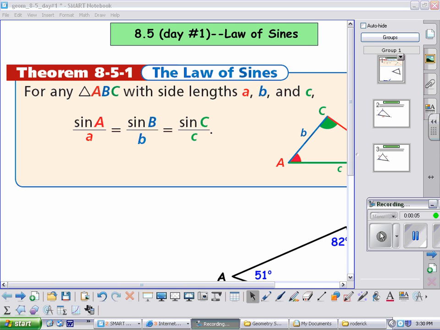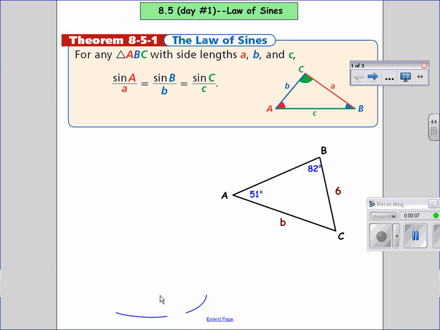Today we're going to talk about law of sines. Okay, we've been going through lots of ways of solving angles and solving sides when you have right triangles, but we haven't given you any tools if you have non-right triangles. So that's what we're going to do today.